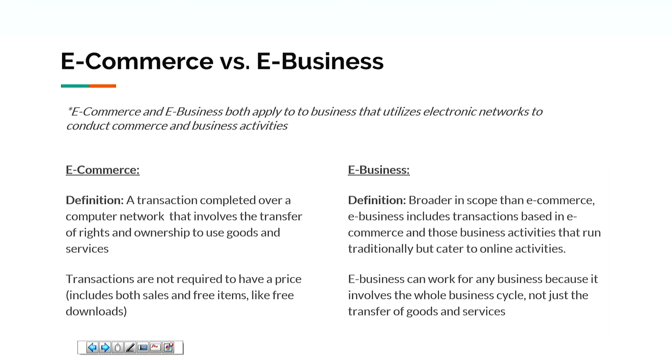So just to get things started, e-commerce is defined as a transaction completed over a computer network that involves a transfer of rights and ownerships to use goods and services. So these transactions are not required to have a price. This can include free items like a free download. And e-business includes e-commerce, but it's a little bit broader in scope. E-business can work for any business because it involves the whole business cycle and not just the transfer of goods.